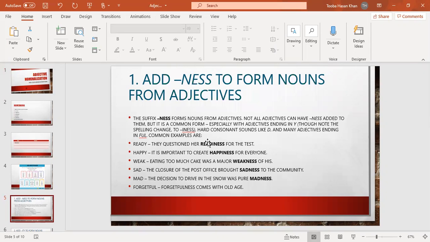For example, ready. Ready means that a person is agreeing to do things. But if we drop the y, we add an i, and then we add the suffix ness, it becomes readiness. Means somebody who's agreeing, uski razamandi hona. Happy becomes happiness, weak becomes weakness, sad becomes sadness, mad becomes madness, right? Forgetful is also a word which means a person who has the quality of forgetting things very easily. Most old people are forgetful. So if you add double s, it becomes forgetfulness.